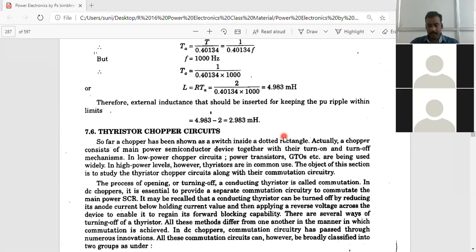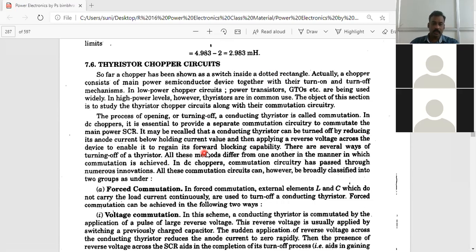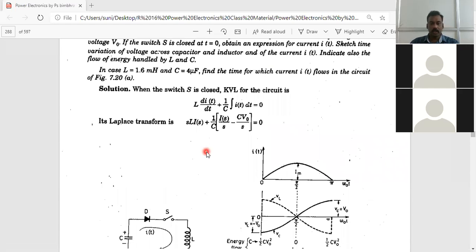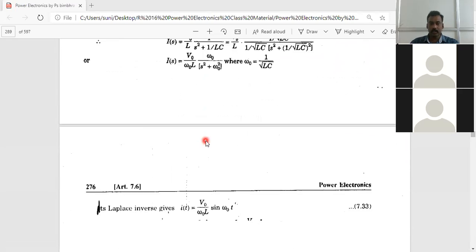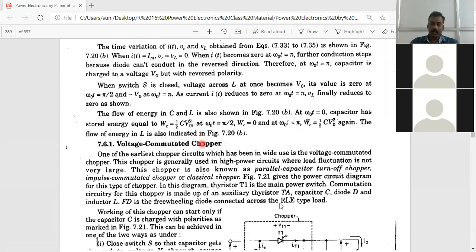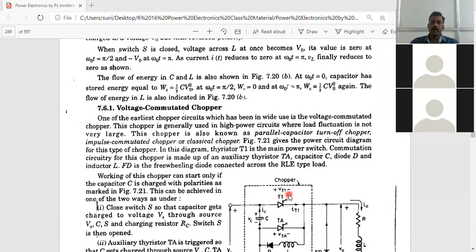Why? What are the conditions for a thyristor to be turned off? Whenever a thyristor is placed in a circuit, the thyristor turn off happens whenever the current flowing through this conducting device becomes less than the holding current value. Okay, that is going to be the first condition for turn off.